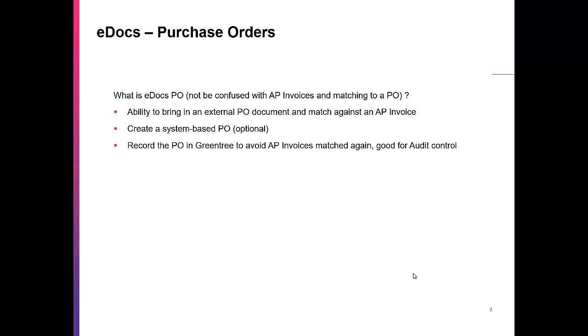You can also record the PO, so if it is what we're calling a manual PO or external PO, you can record this in the system to therefore avoid AP invoices being matched again and again and again. So auditors like this, and let's face it, it makes sense.